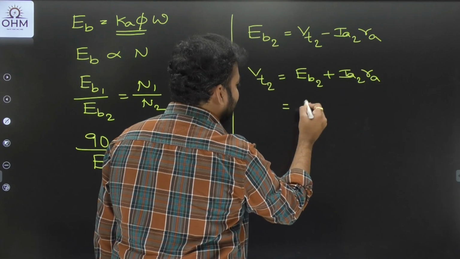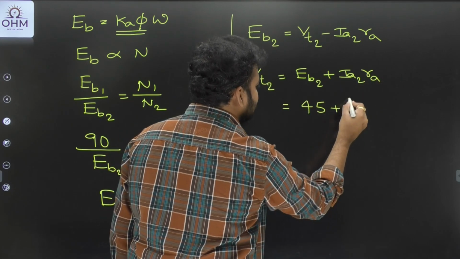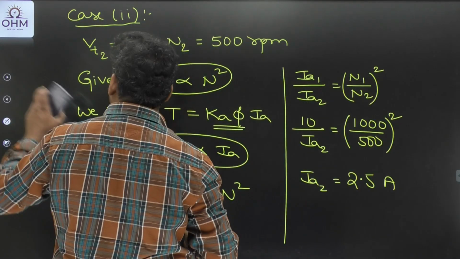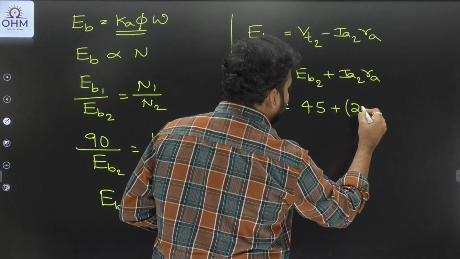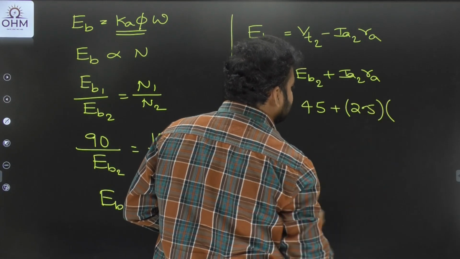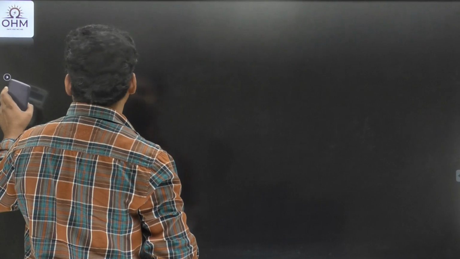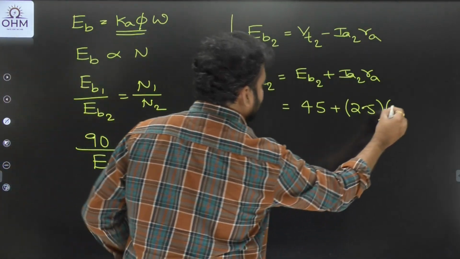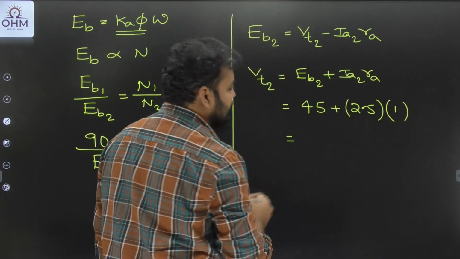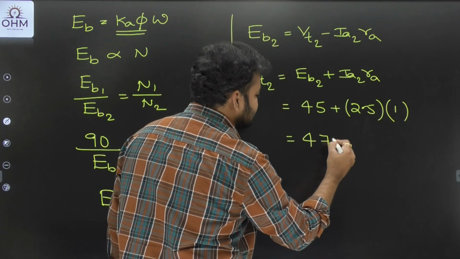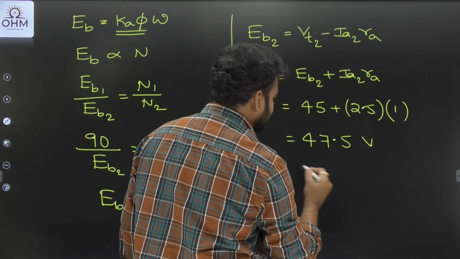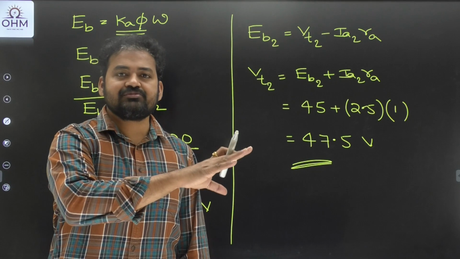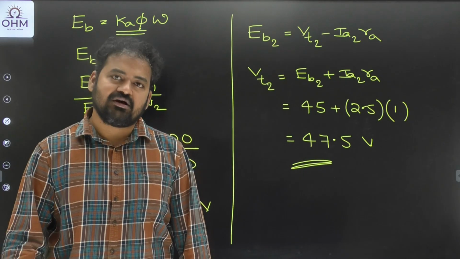What is the new back EMF we got? 45, plus the new armature current we calculated in the previous slide, 2.5 ampere. And what is the armature resistance given in the problem? I will go back once. Yes, armature resistance is 1 ohm. So if you complete the calculation, you will get 47.5 volt. That is the supply voltage required so that 1000 RPM speed reduces to 500 RPM speed.